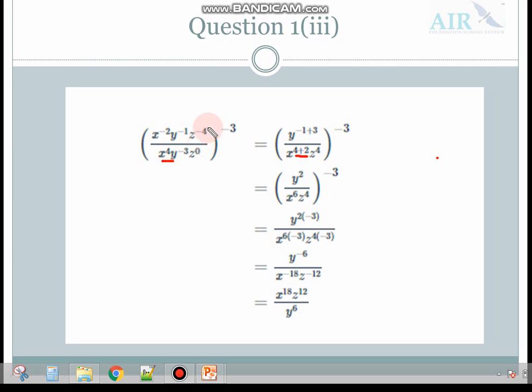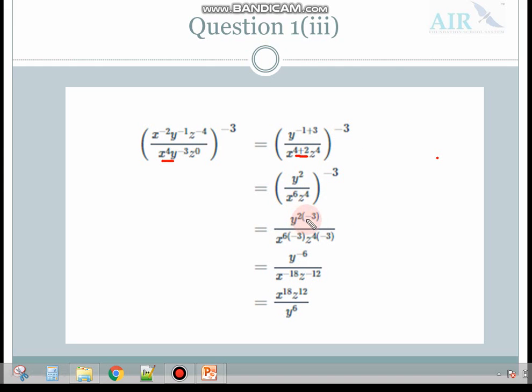Similarly here we have z power minus 4, here we have z power 0. So you have to get this minus 4 because this is negative, and we have to do the question in such a way that the power would get positive. So in order to do that, this minus 4 will come in denominator and it will become 0 plus 4, z power 4. Similarly, if you talk about y, this is minus 1. When you get this minus 3 in numerator, it will become minus 1 plus 3 and it would be y square.